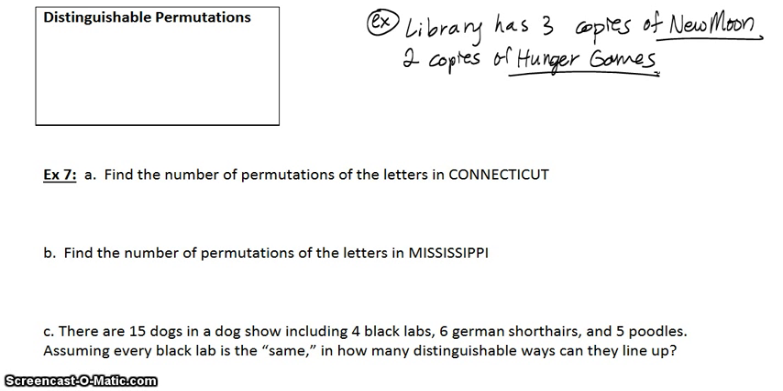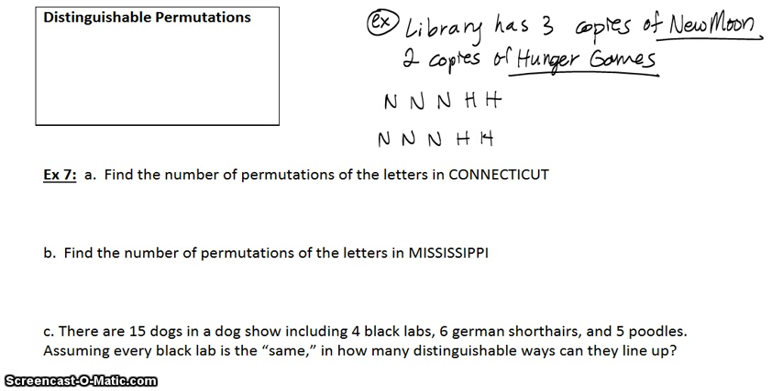Let's assume that both copies of The Hunger Games look exactly alike from the outside. Let's assume all 3 copies of New Moon look exactly the same from the outside. So for New Moon I'm going to say N, and for Hunger Games I'm going to say H. Let's say I have the books arranged like this. Then I'm going to arrange the books like this.